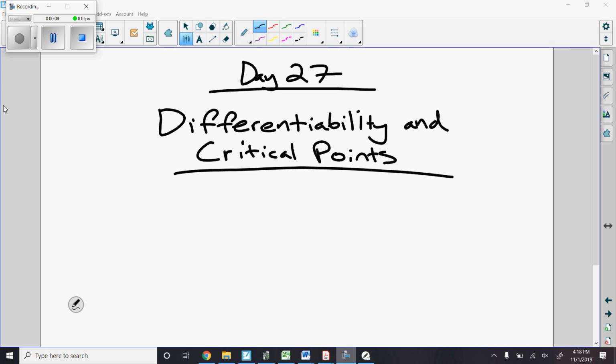Nice work today tackling that test. Today we're looking at differentiability and critical points. So let's start with differentiability.